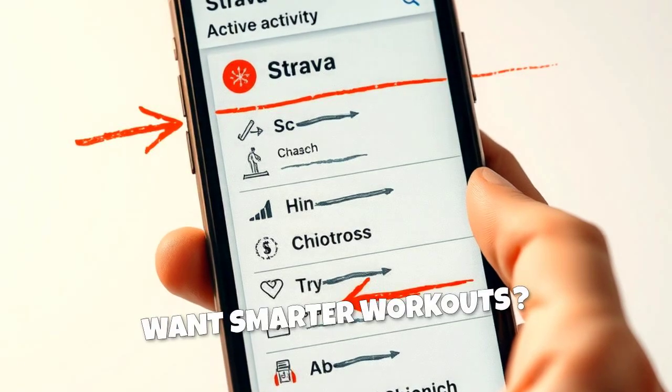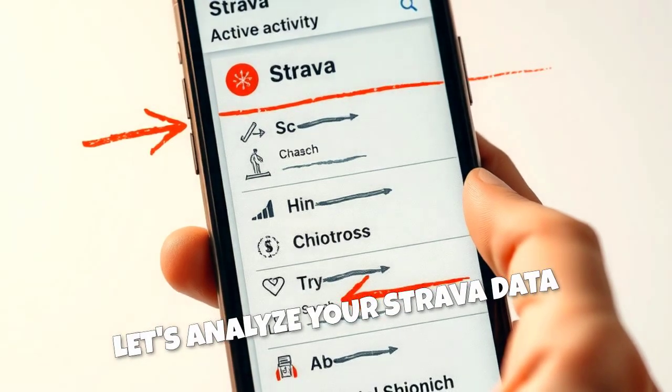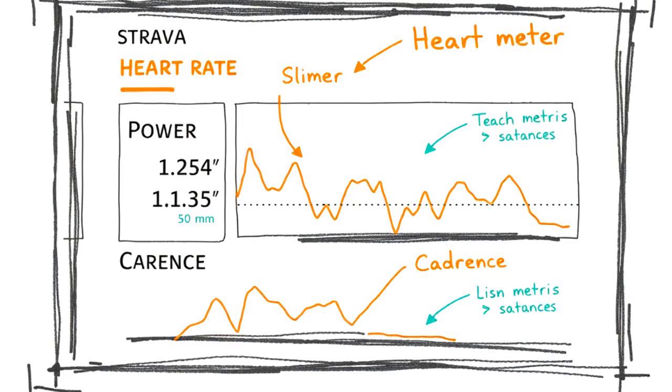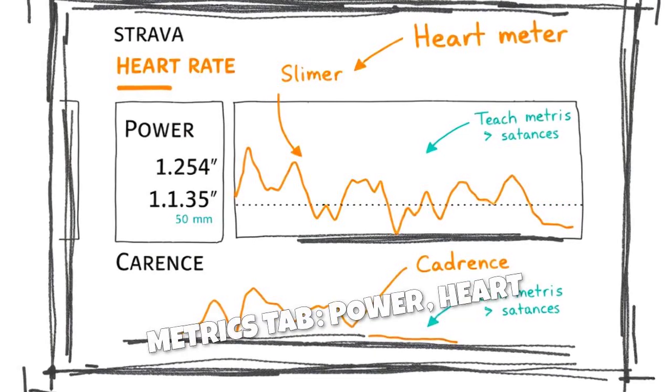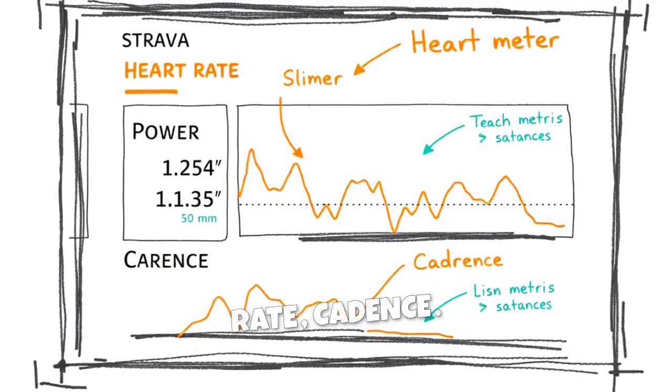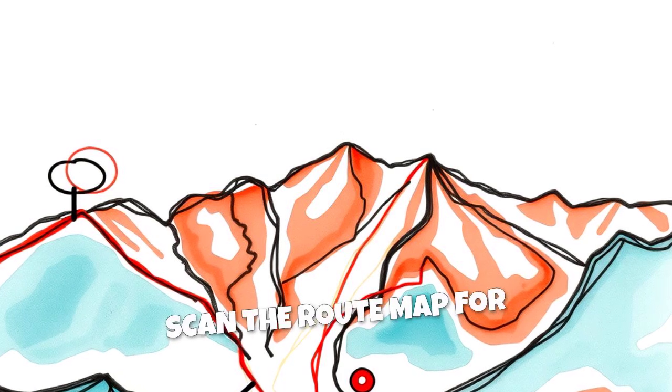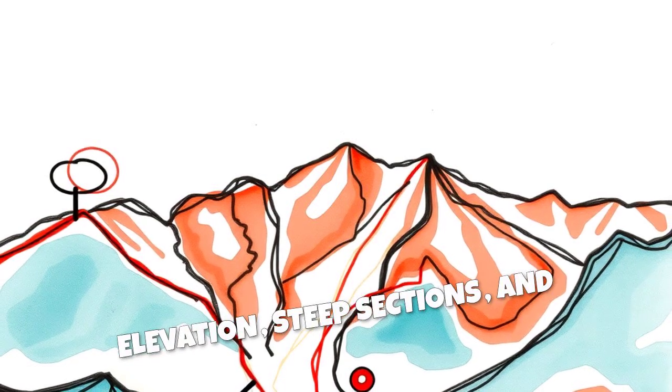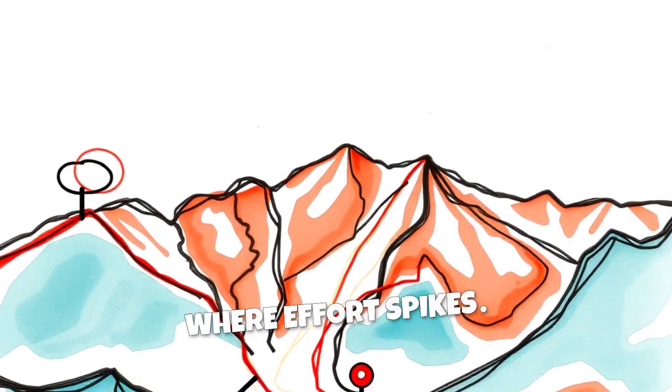Want smarter workouts? Let's analyze your Strava data in 60 seconds. Open an activity and tap the Metrics tab: Power, Heart Rate, Cadence. Scan the route map for elevation, steep sections, and where effort spikes.